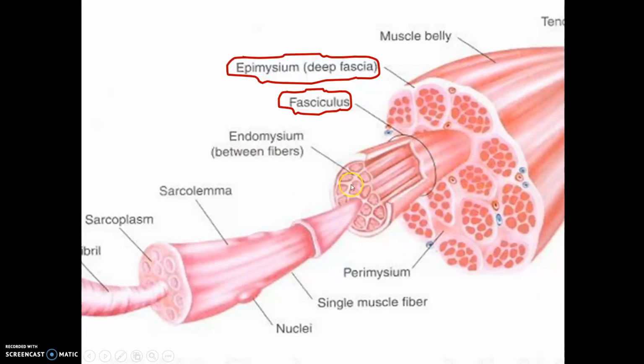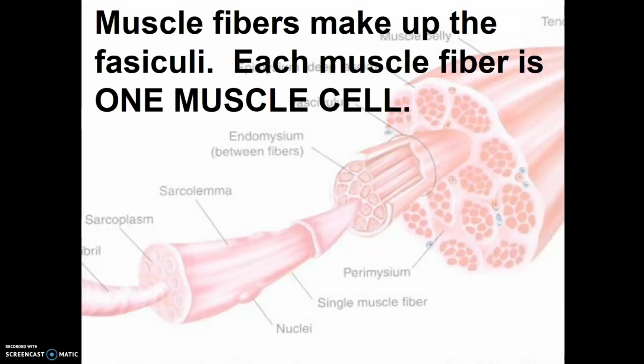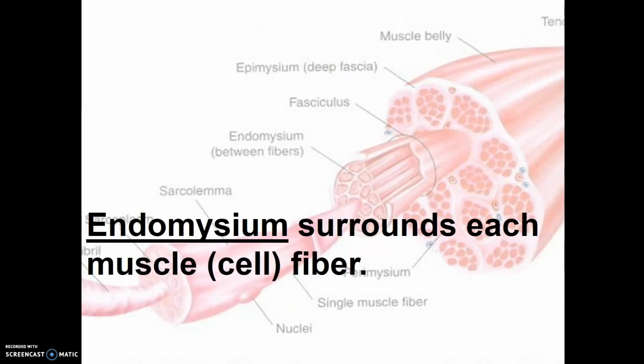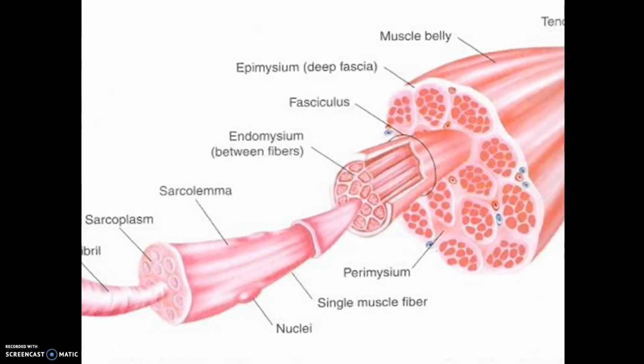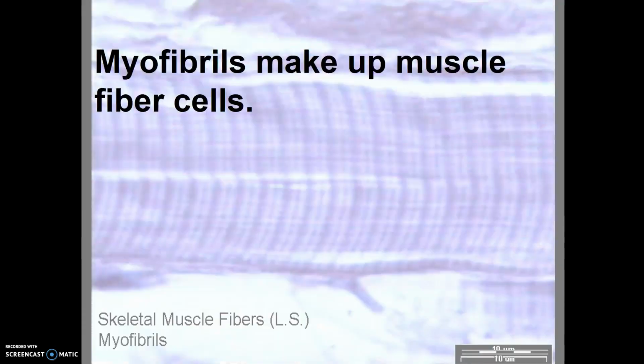So if I want to recruit just this fiber to twitch and not those, I can. It's not going to spill out any electricity. So perimysium surrounds our fasciculus. Each muscle fiber, again, is one muscle cell. Endomysium surrounds each muscle cell fiber. And there's the picture again. Endomysium does surround the muscle fibers and insulates them.